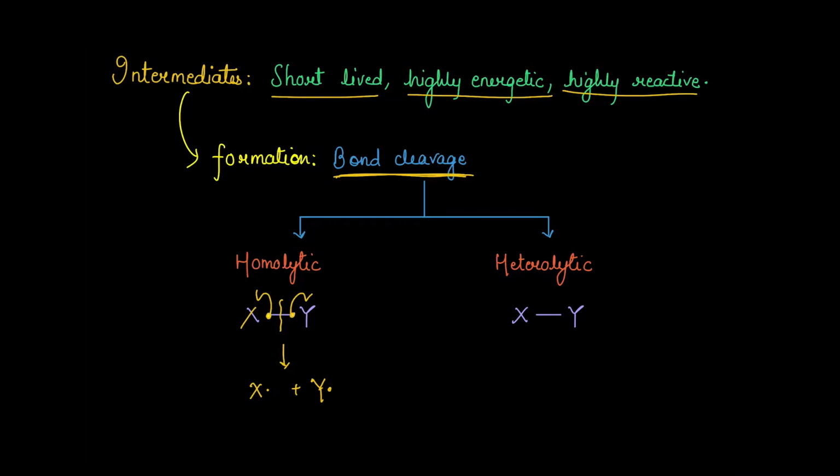If we look into heterolytic, it purely depends upon the difference in electronegativity. If we suppose the electronegativity of X is greater than Y, then the bond will shift towards X, and we will get X minus plus Y plus. And if it's reverse, then we'll be getting Y minus and X plus. It's simple, right? We'll look into details about different intermediates and how they are formed in the upcoming sections.